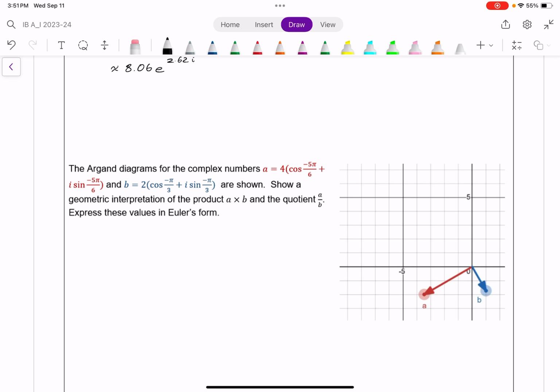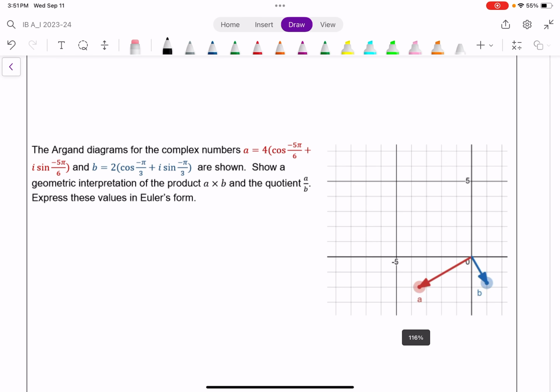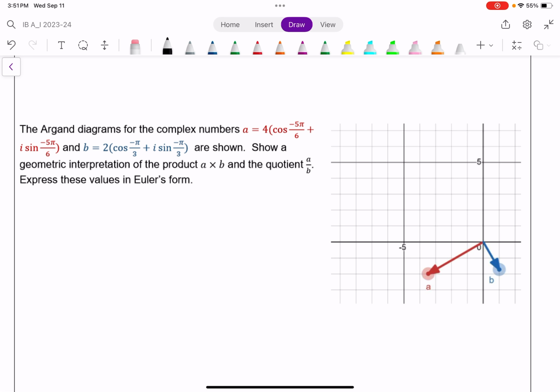Lastly, I want to look at a geometric understanding of multiplication and dividing with vectors. So I have the diagrams for A and B here, and I want to visually try to understand or see the connection between the algebraic or numeric work and the geometric interpretation of when I go A times B or I go A divided by B.